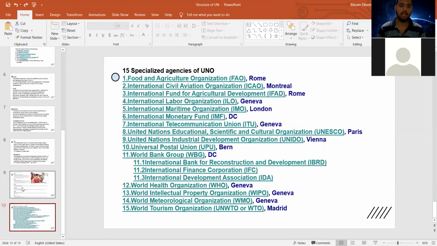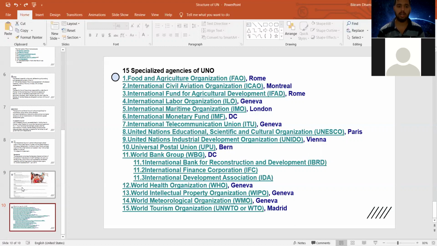Similarly, there is the International Monetary Fund, established under the United Nations, in Washington DC, USA, which works in the sector of monetary policy and balancing the world economic order. The seventh organization is ITU, the International Telecommunication Union, which is headquartered in Geneva. It works in the sector of telecommunication.